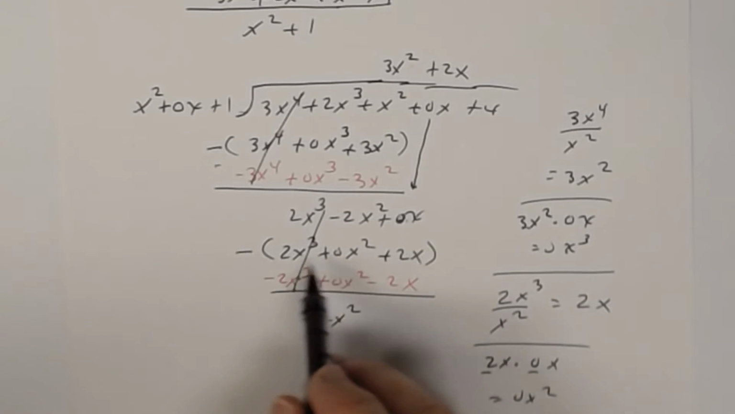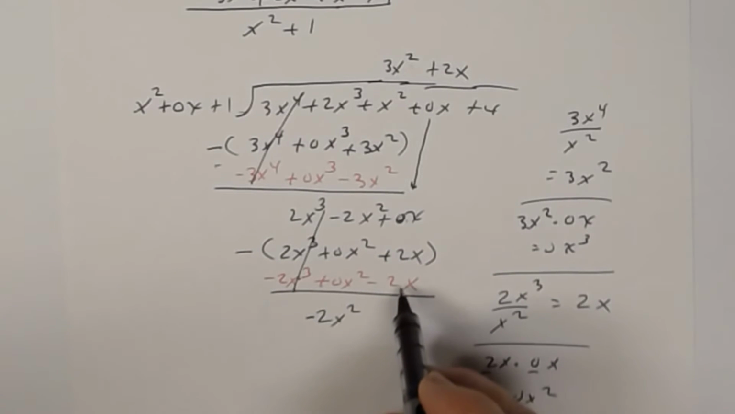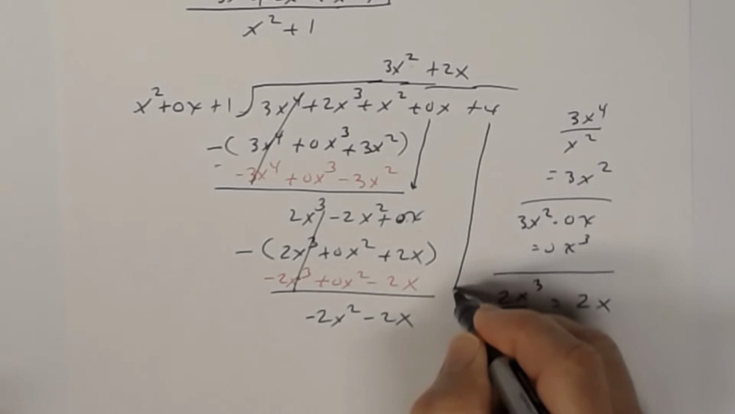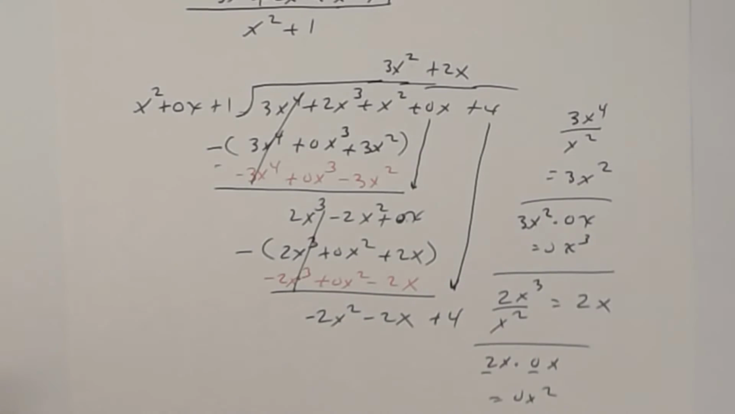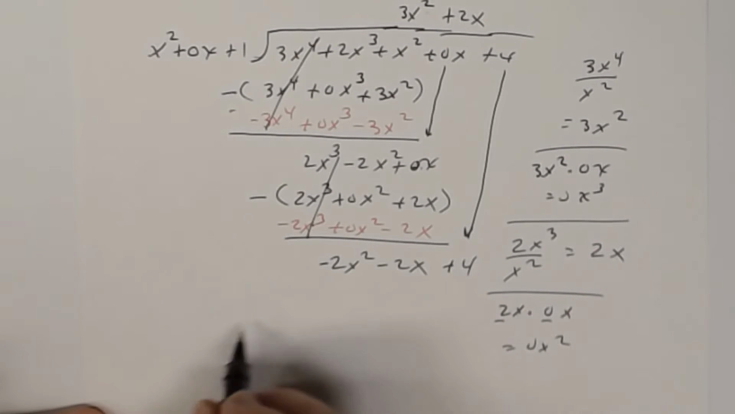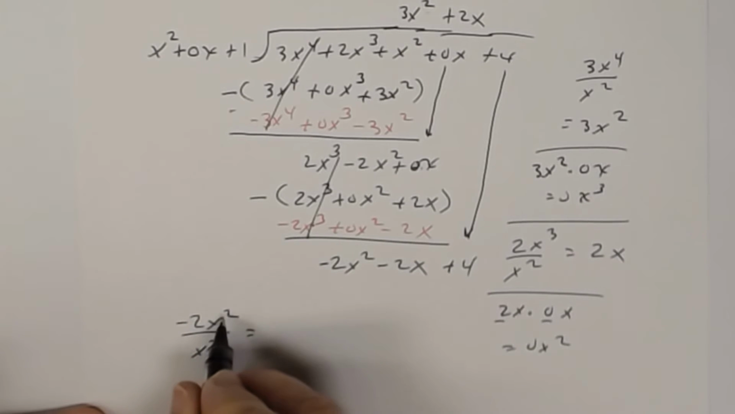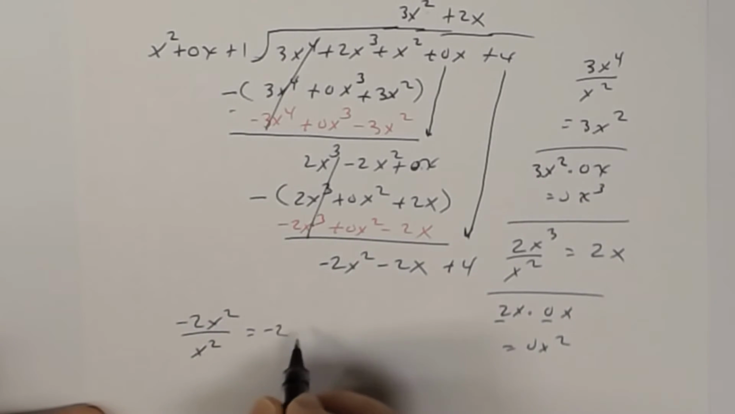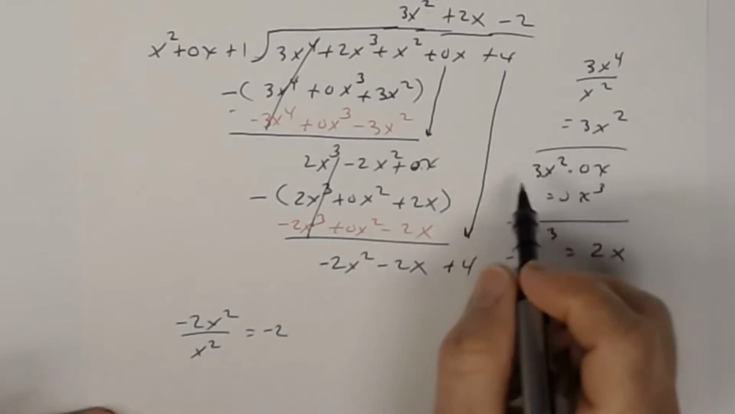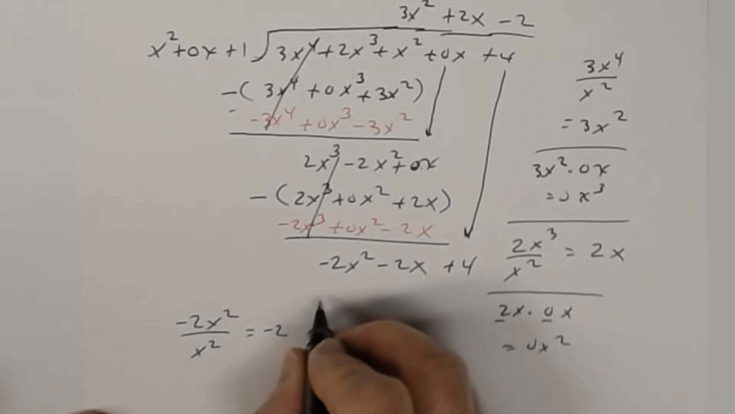0x subtract 2x means the same thing as saying 0x and a negative 2x, which is a negative 2x. And then you bring out your next term, which is our last term. And then you do division all over again. So negative 2x squared divided by x squared will give us, remember, x squared divided by x squared is 1, so negative 2 times 1 is negative 2. So that goes here. And then you do the multiplication. Negative 2 times x squared is negative 2x squared.